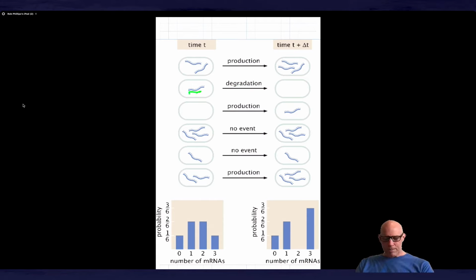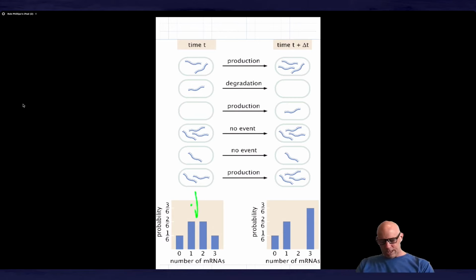So after a time delta t, prior to the time delta t, at time t, there was a single mRNA. The degradation process occurs. Now I have a cell that has no mRNAs. The third cell, there was production. The fourth cell, there was no event at all, and so on and so forth. What that does, though, is it leads to a time evolution for the entire distribution.